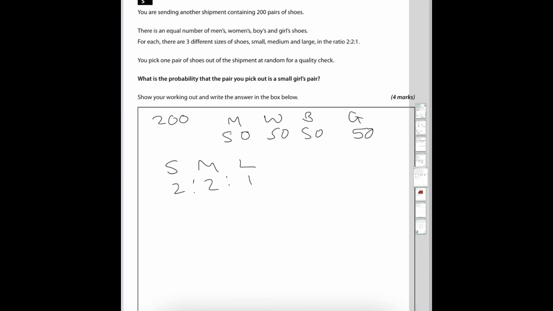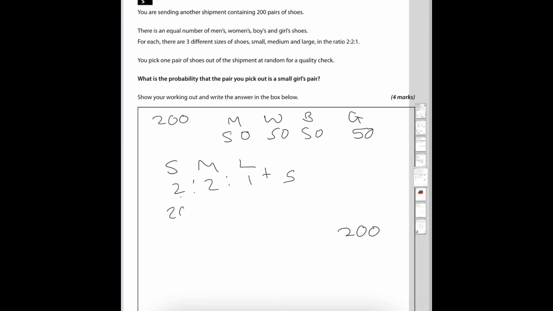You pick one pair of shoes out of the shipment at random for a quality check. What's the probability that the pair you pick out is a small girls' pair? So we want something out of 200. First of all, we need to work out what each of these values are. So 2 to 2 to 1 from 50. Add those together, that equals 5. So 5s into 50 go 10.